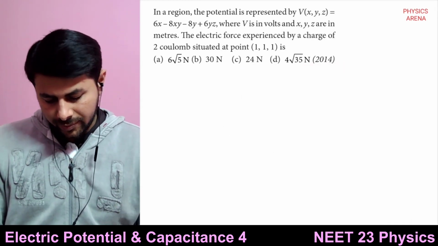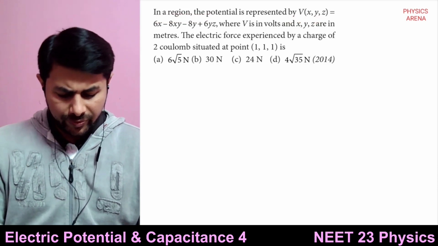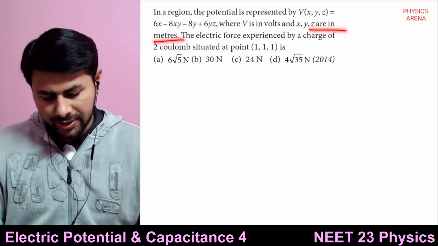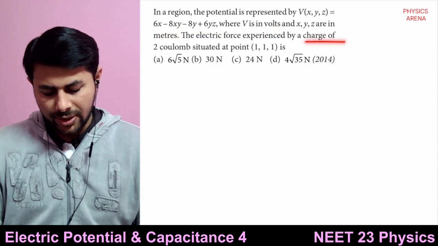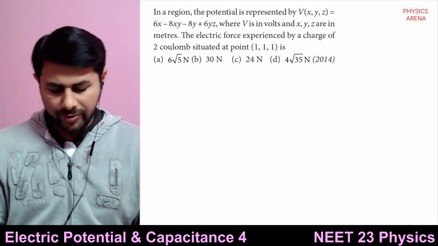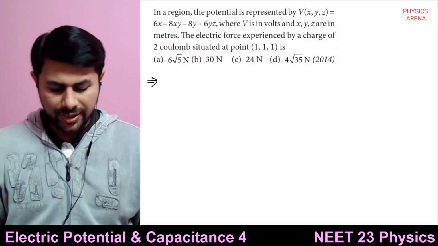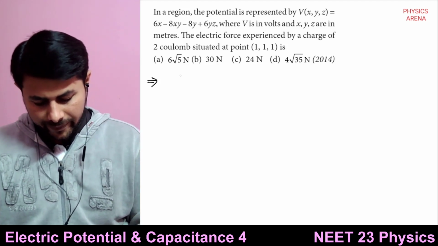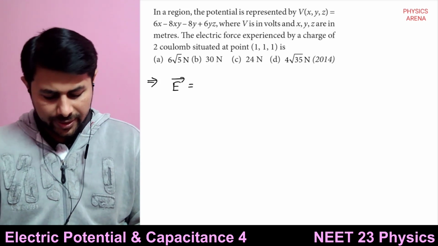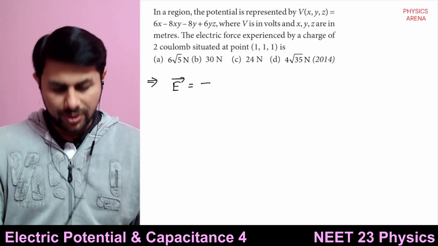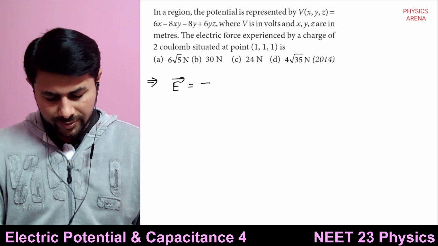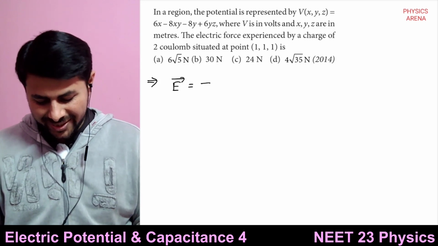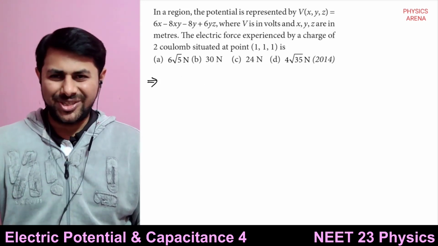So this one. In a region, the potential is represented by V of x, y, z equal to this expression, where V is in volts, x, y, z are in meters. The electric force experienced by a charge of 2 coulomb situated at point (1,1,1) is. So once again, now this is quite laborious. We'll have to do the same thing. So what is electric field? It is minus of the gradient of potential with respect to distance. Gradient is always taken with respect to position only.